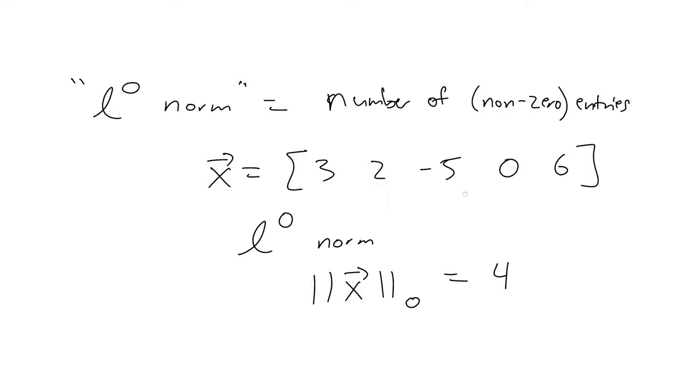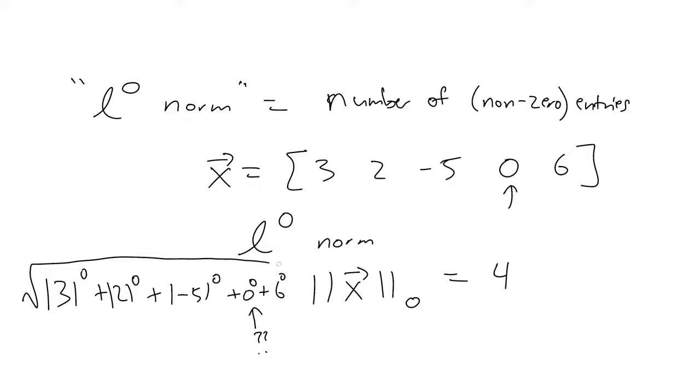And it turns out that what we care about is, if it's a 0 there, well then phooey on it, we're not going to really count it. But when we take the L0 norm, we're basically just adding those things up. And that's kind of like saying 3 to the 0 power plus 2 to the 0 power plus -5 to the 0 power plus 0 to the 0 power. That right there is a big question mark for mathematicians, which is why we ignore it. Plus 6 to the 0 power, and take the 0th root of all this.